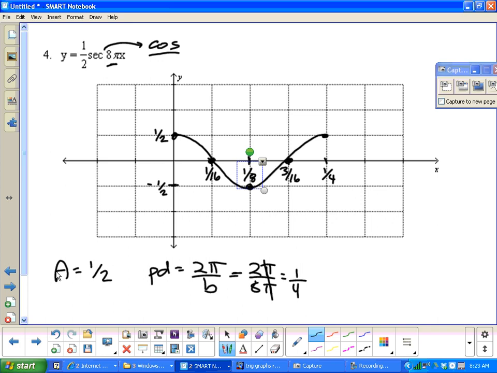Recall, secant really is 1 over cosine. Secant of theta equals 1 over cosine theta. So where cosine theta is 0, secant is going to be undefined. Cosine of theta is 0 where it crosses the x-axis, so it's crossing the x-axis at 1/16 and at 3/16. On my graph now, I'm going to have asymptotes at those values.